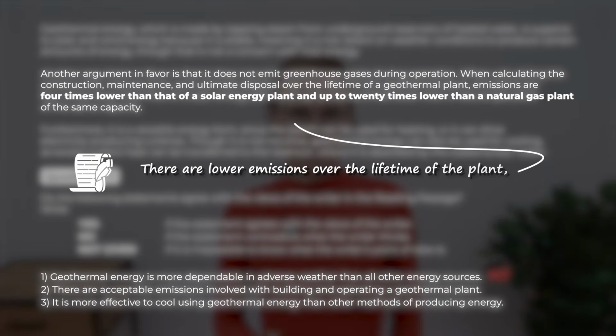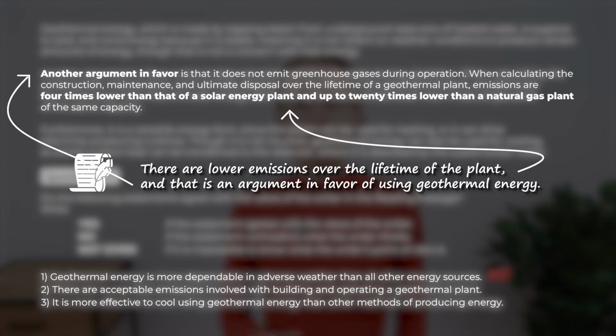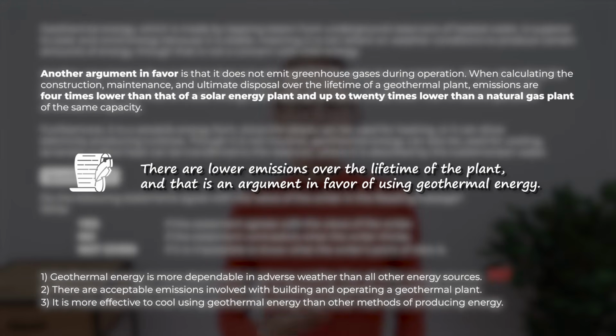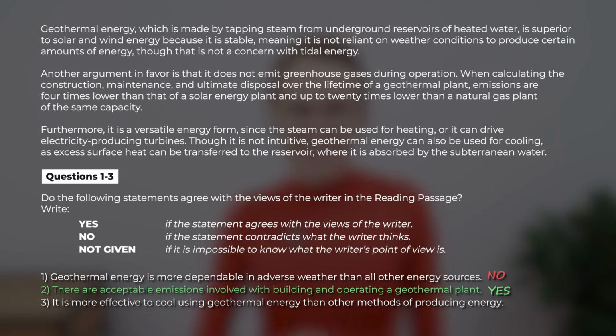But what do we make of the passage? The text doesn't actually state the correct answer, but it says that there are lower emissions over the lifetime of the plant. And that is an argument in favor of using geothermal energy. Therefore, the author must think that the emissions are at an acceptable or reasonable level. So question number 2 shows the author's view, right? That means the correct answer is yes.